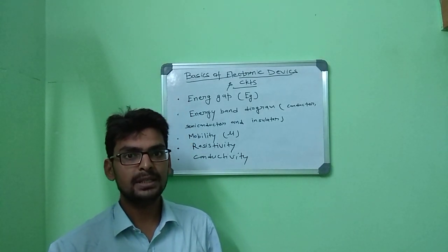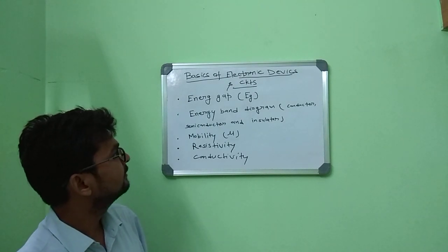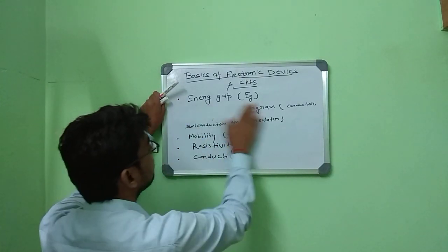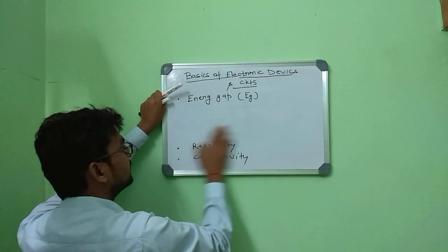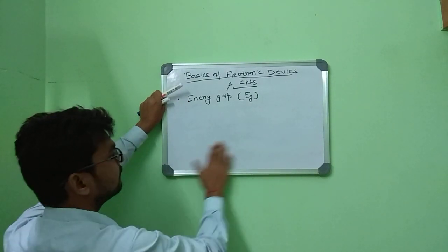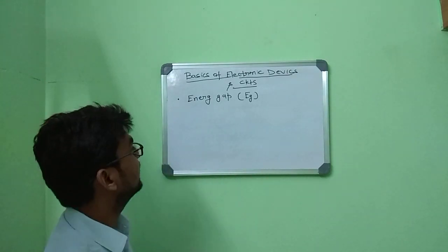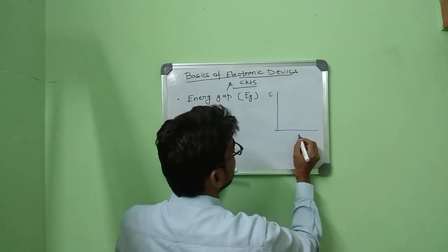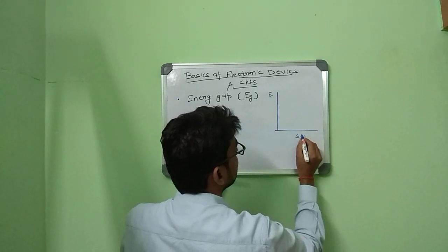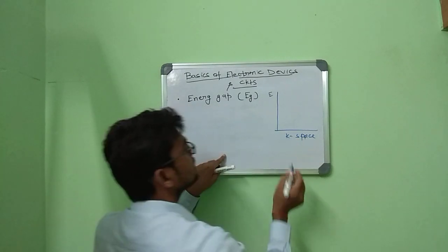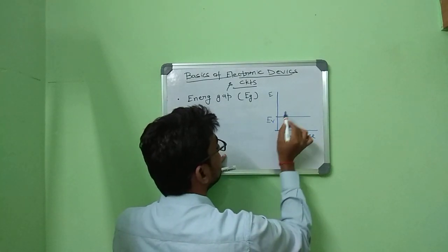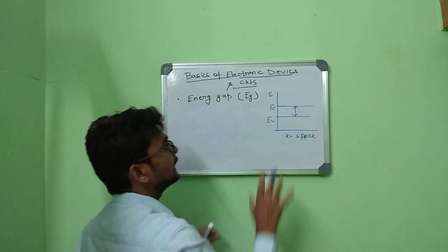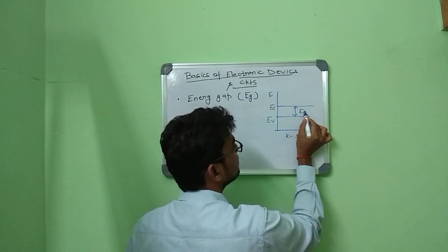There are many more points, but I will explain only these 5 points briefly, one by one. The first one is the energy gap. What is energy gap actually? Energy gap is the difference between the maximum of the valence band and the minimum of the conduction band. You can see here, this is your energy axis, this is your momentum space or K space, this is your valence band and this is your conduction band. The difference between the valence band maximum and conduction band minimum is called the energy gap, EG.